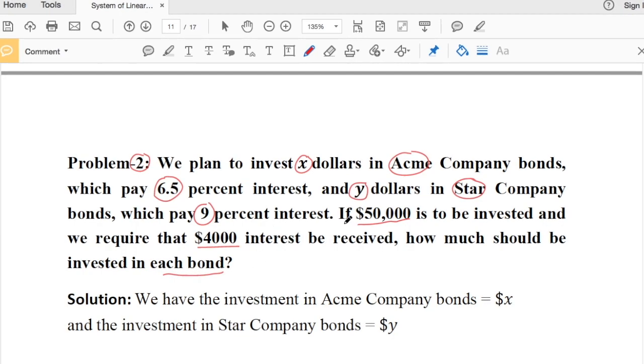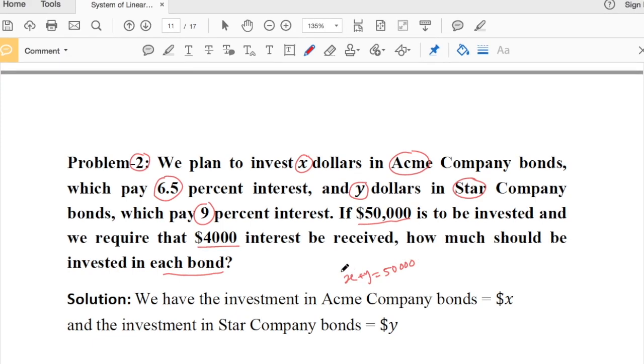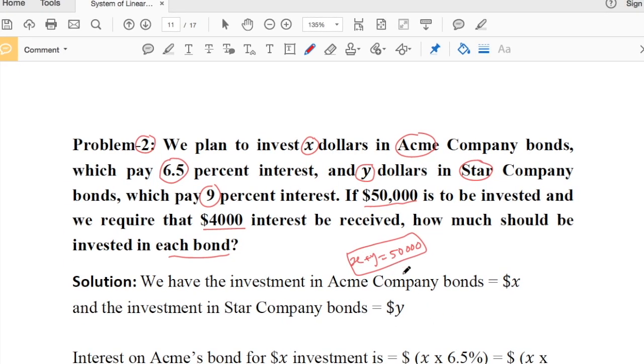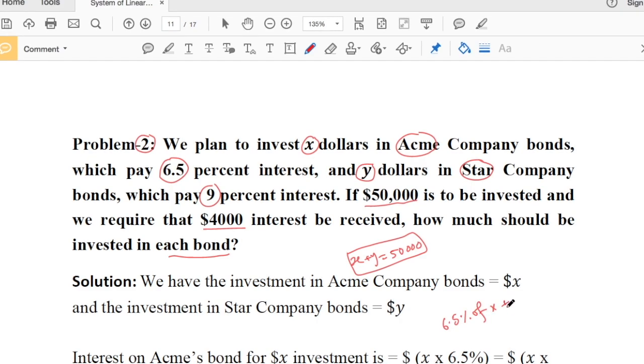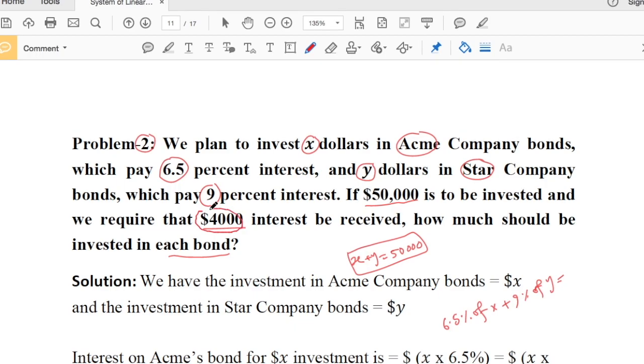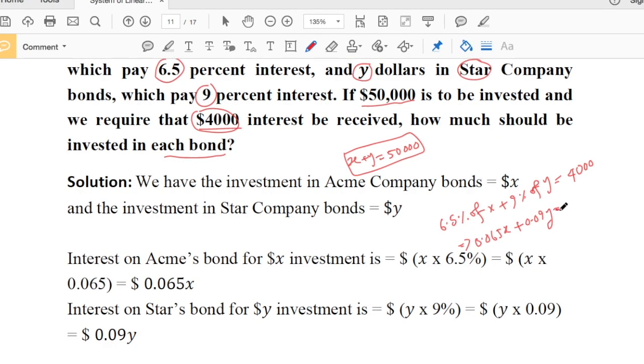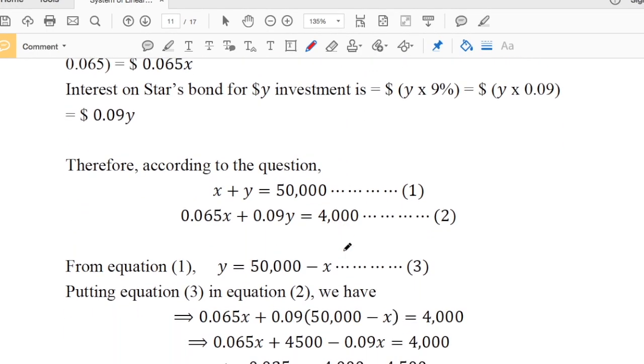So the first equation will be for your investment, that will be x plus y equal to 50,000. You want to invest total 50,000 in two company bonds. So x plus y will be 50,000, and second equation will be for interest. Since Acme gives us 6.5% interest, therefore second equation will be 6.5% of x plus 9% of y. You want to receive $4,000 as interest, so this should be equal to 4,000. So 6.5% means 0.065x plus 0.09y is equal to 4000. So we have two equations.